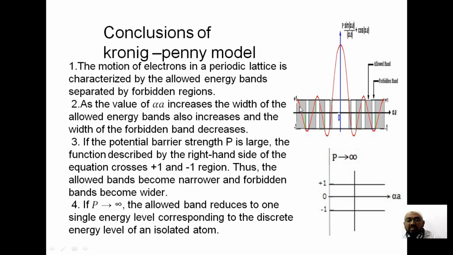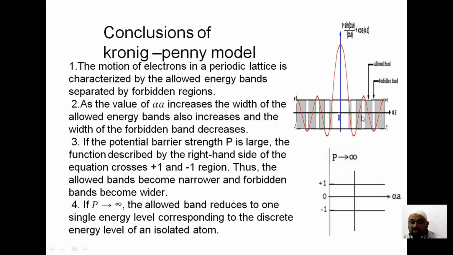Now if we increase the value of p, then definitely the right-hand side function will become very large. You can see that it crosses +1 and -1. Why has +1 and -1 been taken? Because the angle will change from a positive to a negative value, that is +1 to -1. So we can say the allowed energy band becomes narrower, and the forbidden band becomes wider.